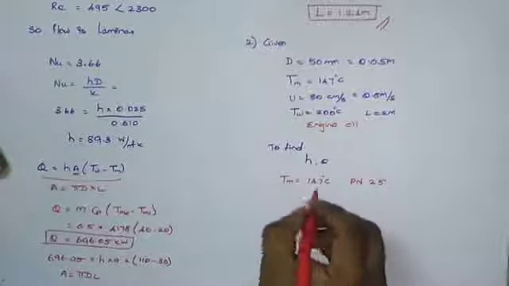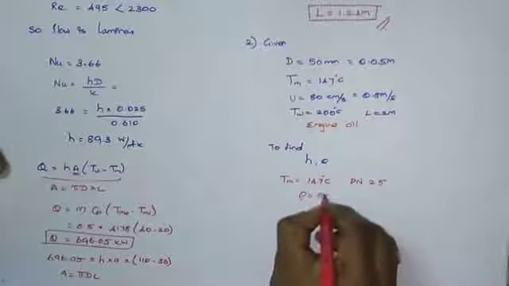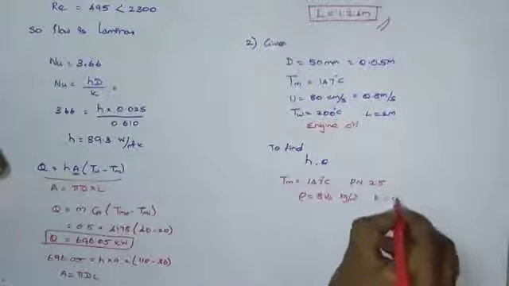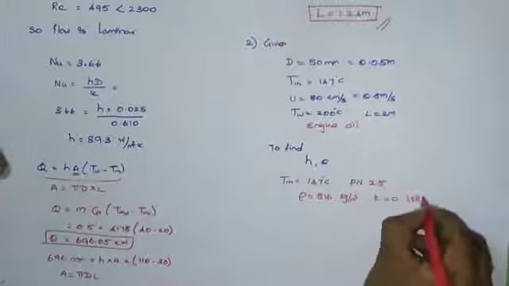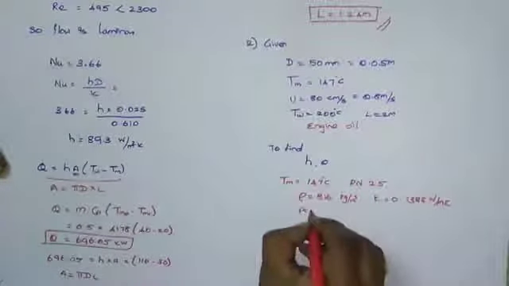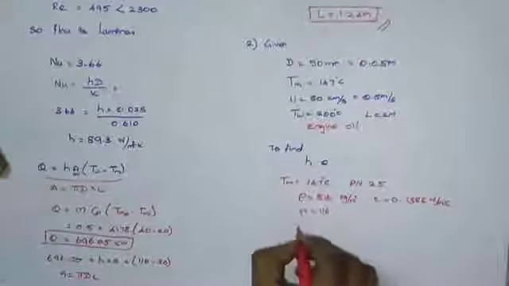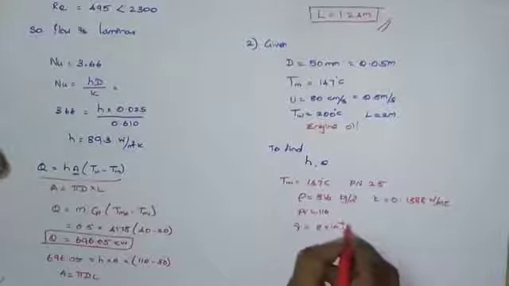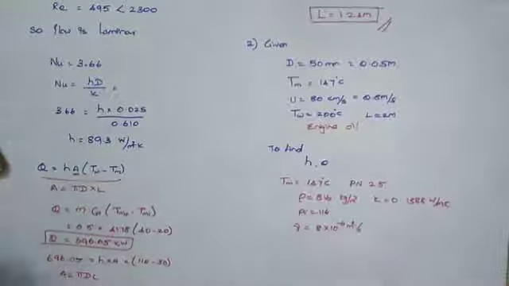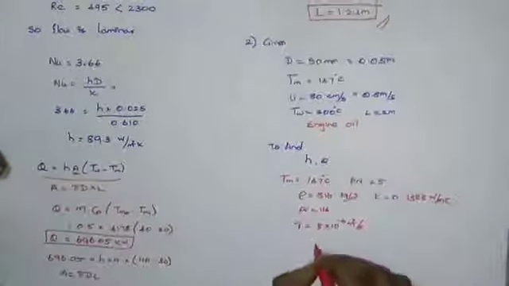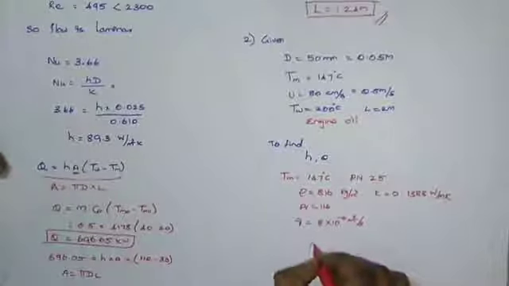Now take the values of engine oil at 147 degrees Celsius. Rho equal to 816 kilogram per meter cube. K equal to 0.1388 watt per meter Kelvin, and the value of Pr equal to 116. Kinematic viscosity nu equal to 8 into 10 to the power minus 6 meter square per second. Once you take all the property values from the data book, the next step is to find the Reynolds number value.